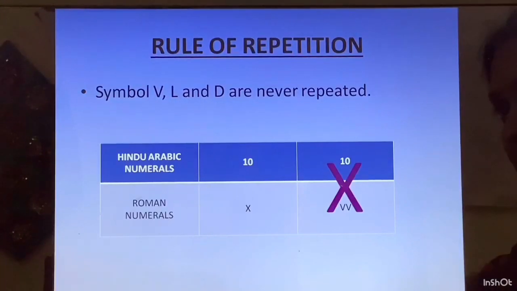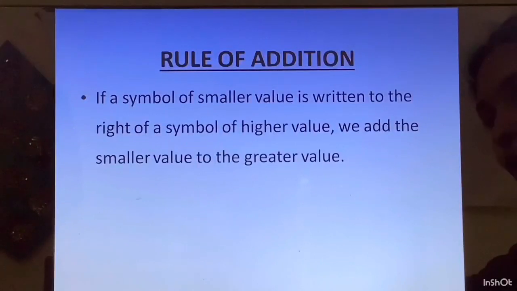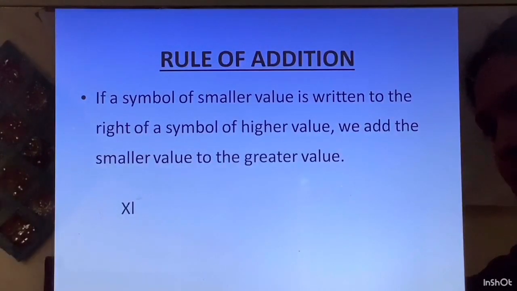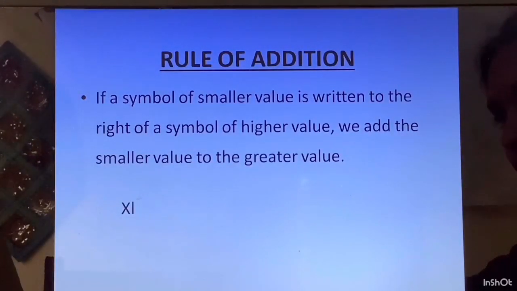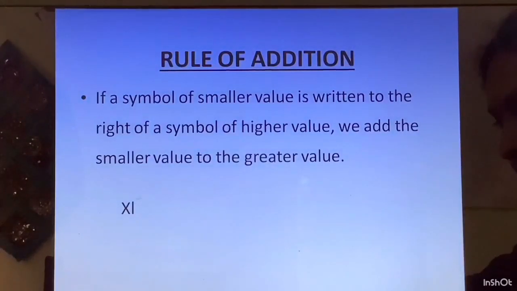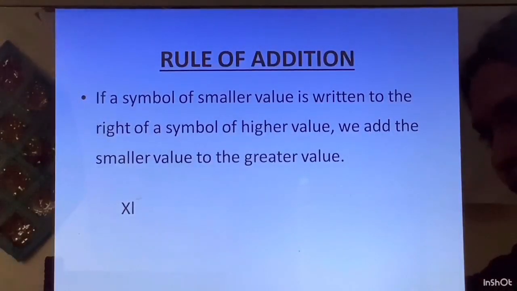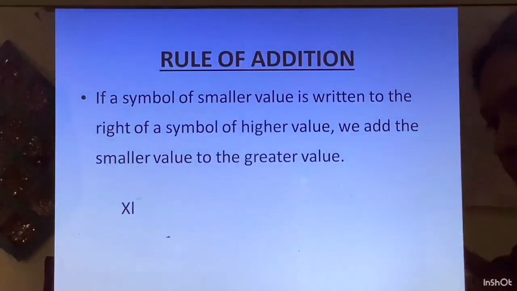So these symbols, that is V, L and D, are not repeated. Rule of addition. If a symbol of smaller value is written to the right of a symbol of higher value, we add the smaller value to the greater value. To understand this, let us take here XI. So X stands for 10, I stands for 1. As per the rule of addition, the number is going to be 10 plus 1, 11. So XI represents 11.